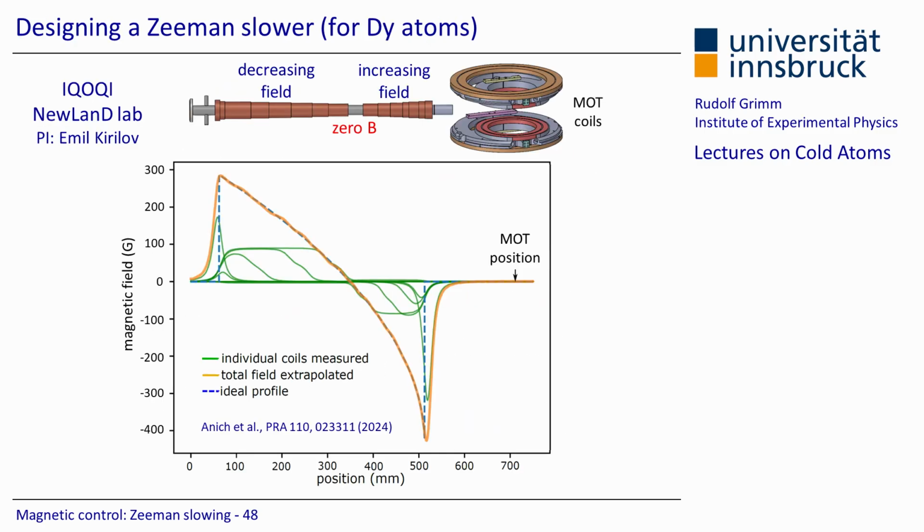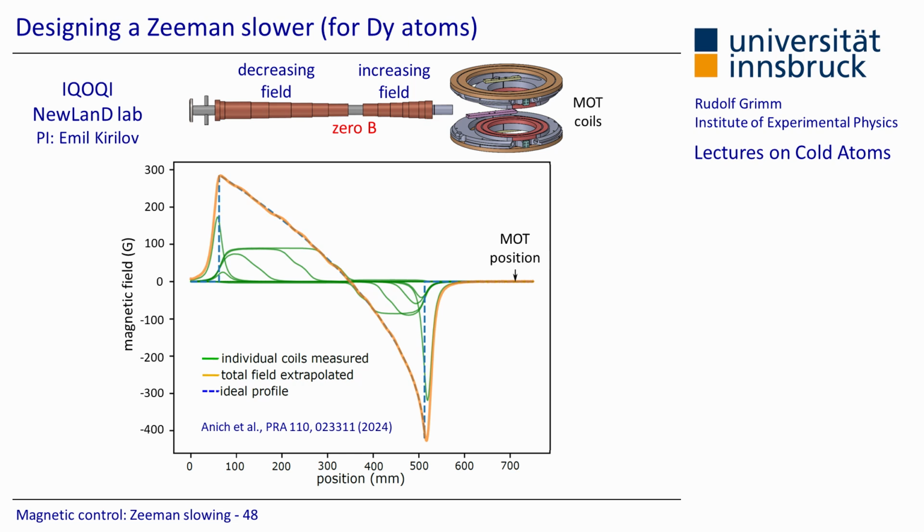Finally, let me show you the design of a real Zeeman slower, which consists of several segments of coils here in the setup. That's from the Newland experiment, or quantum gas microscope for dysprosium atoms. And you clearly see this so-called spin flip slower, a decreasing field section and an increasing field section, and there's zero magnetic field somewhere in between, and this way a magneto-optical trap is loaded.